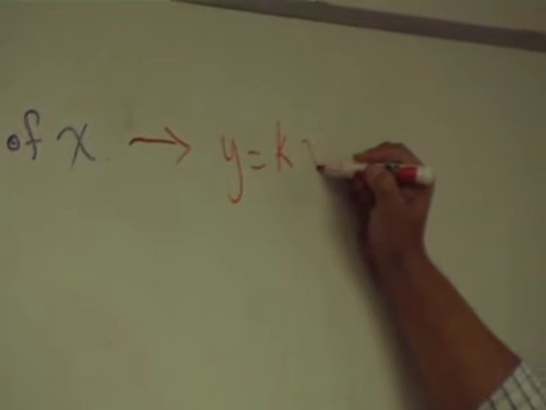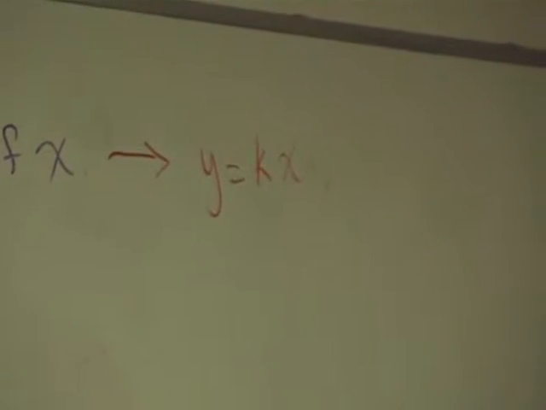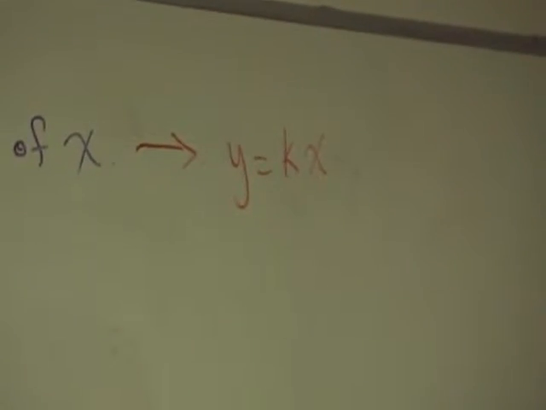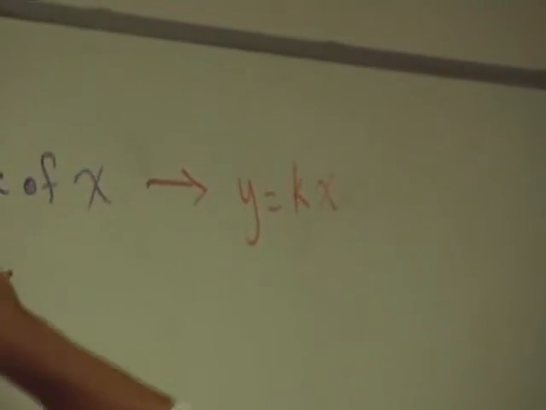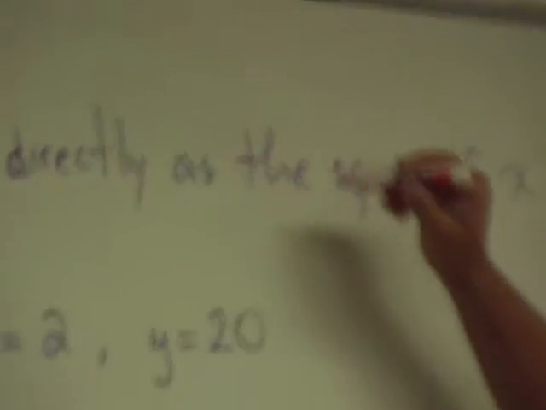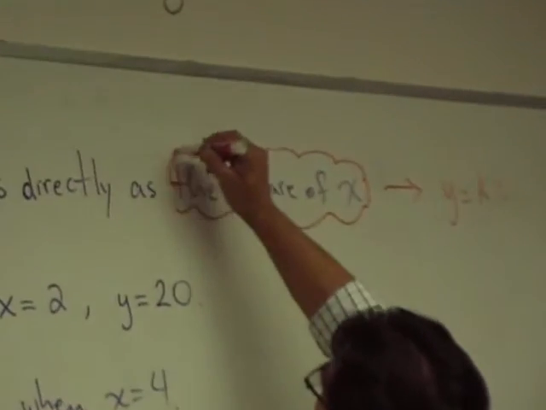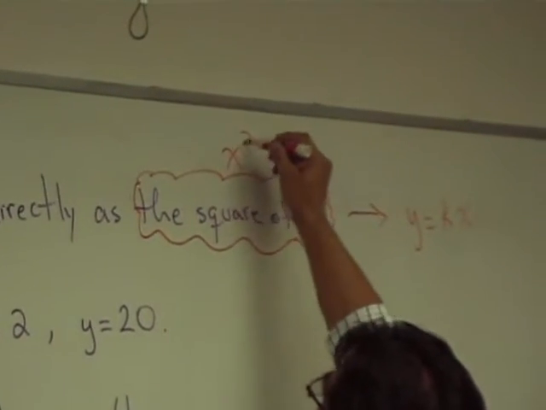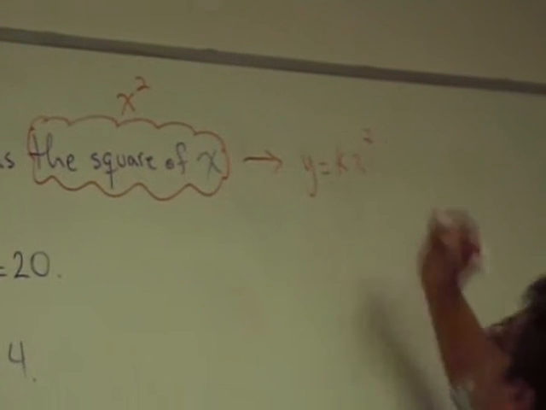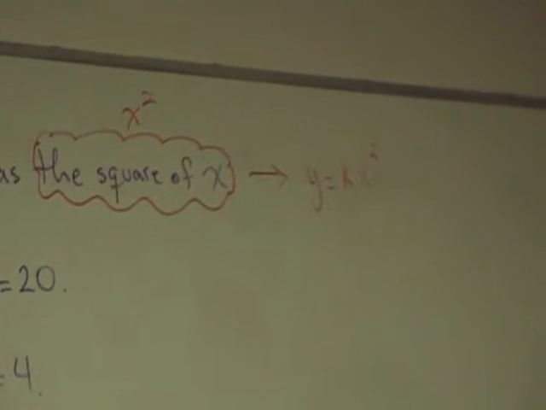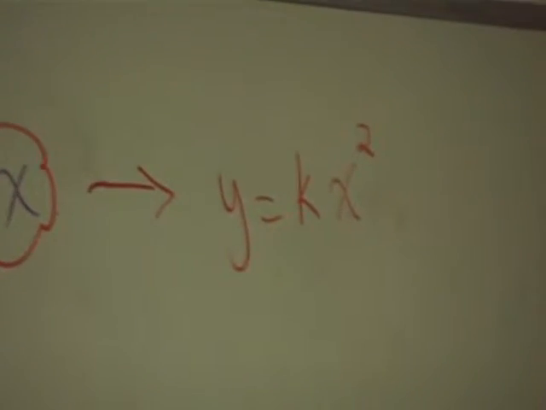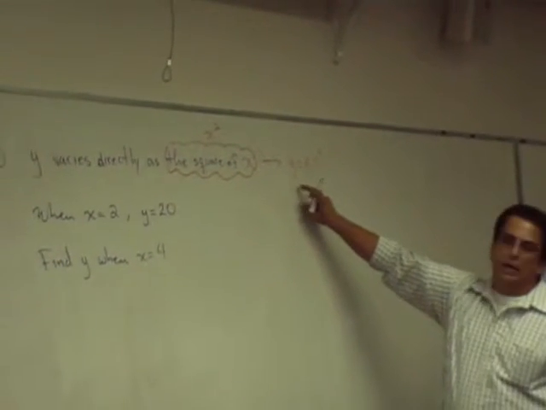Is this correct? Y varies directly as x. No, it should be x squared, right? It varies directly as the square of x. You have to be able to see the square of x means x to the second power. All right, so now you have a slightly more complicated equation to solve. Not too much, but a little more complicated. So go ahead and find k.